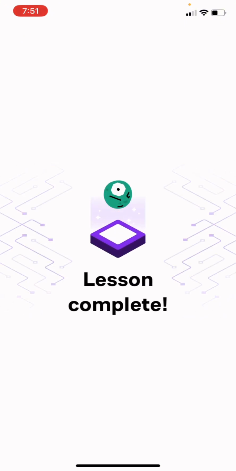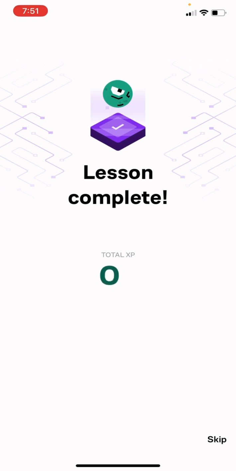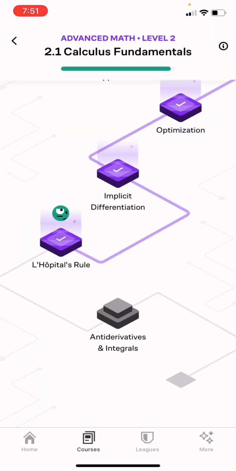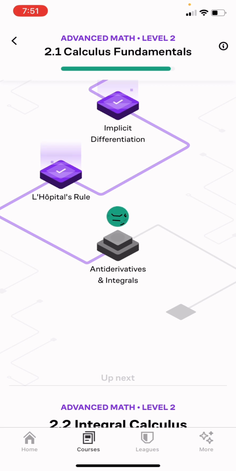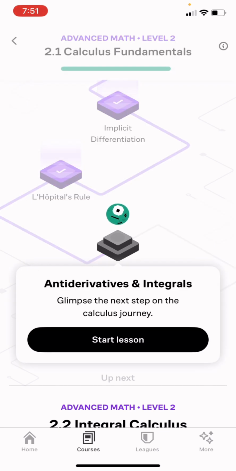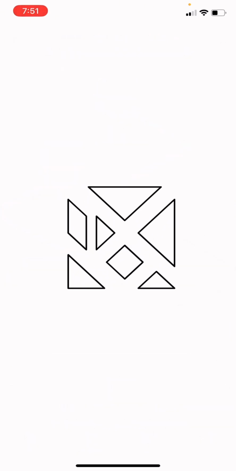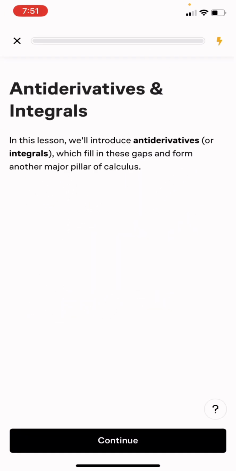for this lesson. And we have one more lesson to do before we finish this 2.1 calculus fundamentals: antiderivatives and integrals. So maybe this will just be a wrap up, or just a glimpse of the next step on the calculus journey. So this is the last lesson. This lesson will introduce antiderivatives or integrals, which fill in these gaps and form another major pillar of calculus.